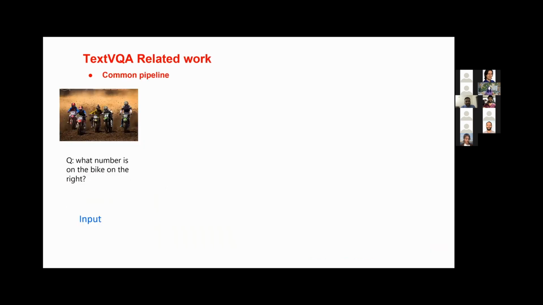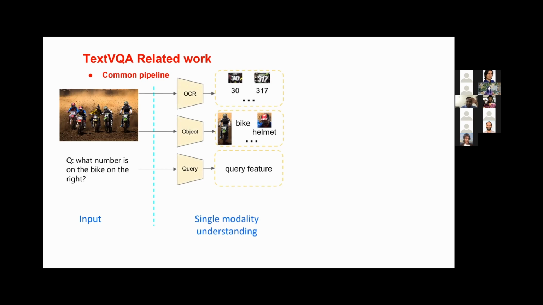So let us start with the text VQA problem. I summarized all the previous major methods into the following common pipeline. The input to text VQA is an image and a related question in text format. Since text VQA requires understanding 3 modalities, all the previous work first adopts single modality encoders to convert raw visual and text input into corresponding region and word representations.